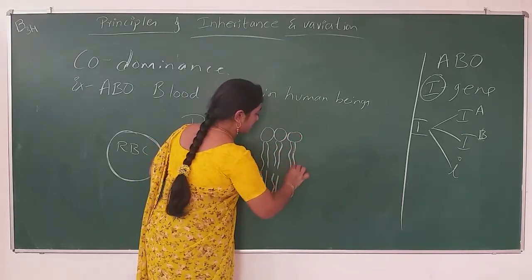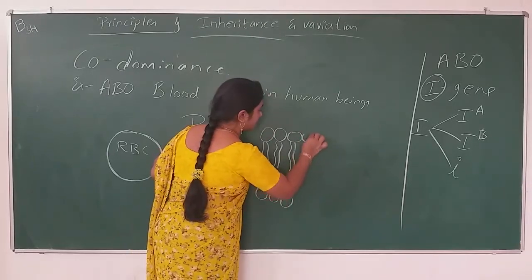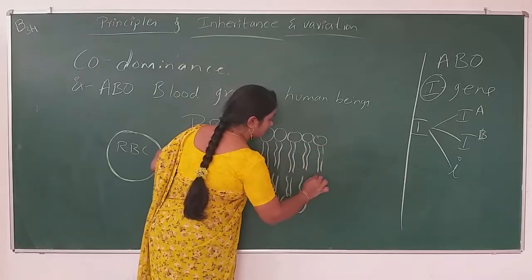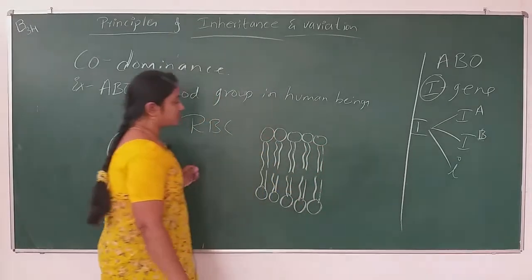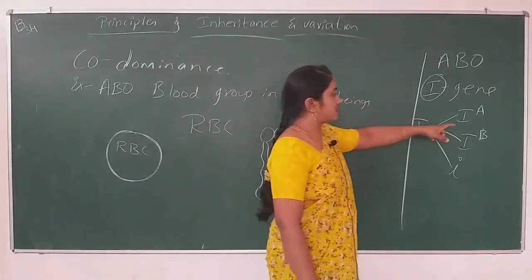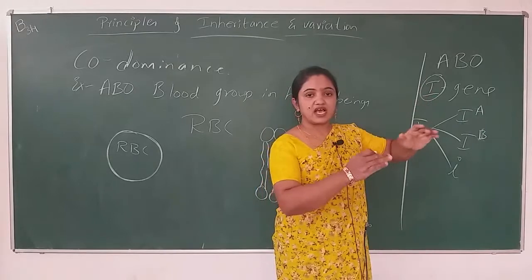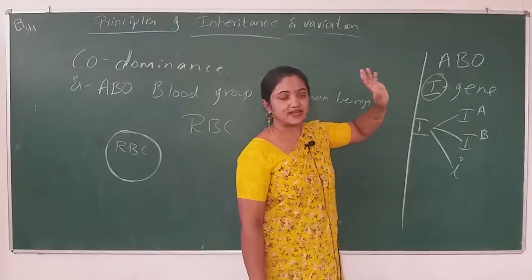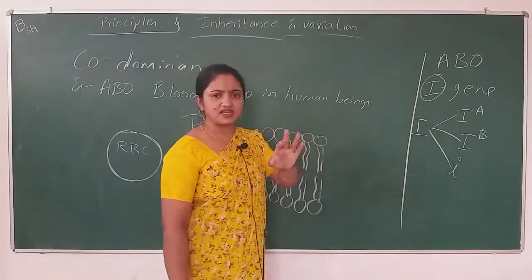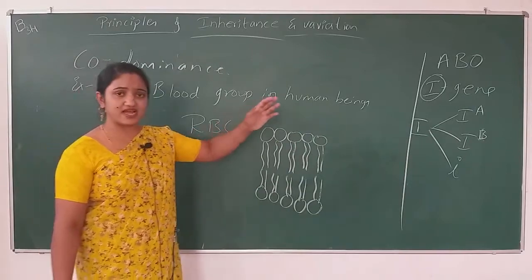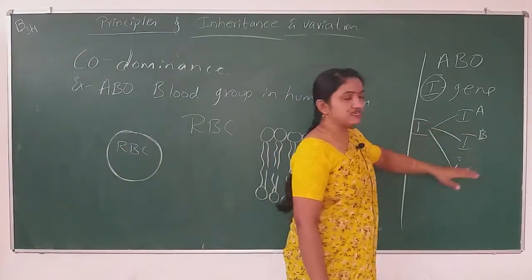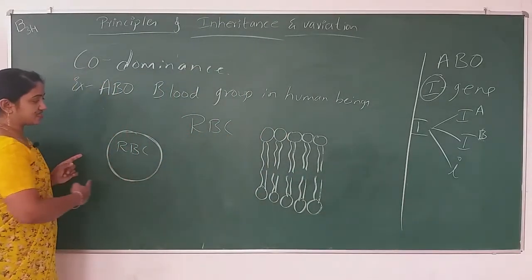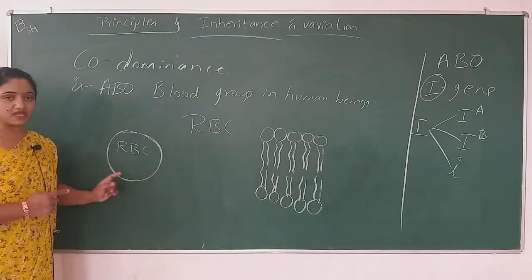What I am drawing here is the plasma membrane of RBC. Why am I drawing it? I am describing on what basis the human blood group is distinguished. It is controlled by a gene called I, but on the presence or absence of something the person's blood group is distinguished. To understand that, we come to the RBC cell, which is surrounded by the plasma membrane.